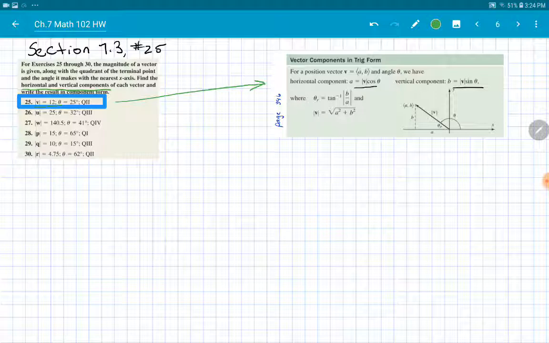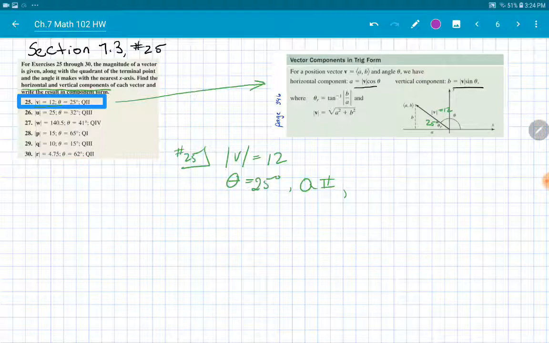So for this one, our magnitude is 12, so the length of that line is 12. And our angle is 25 degrees with the x-axis. And since it's in quadrant 2, we need to figure out what this angle is.